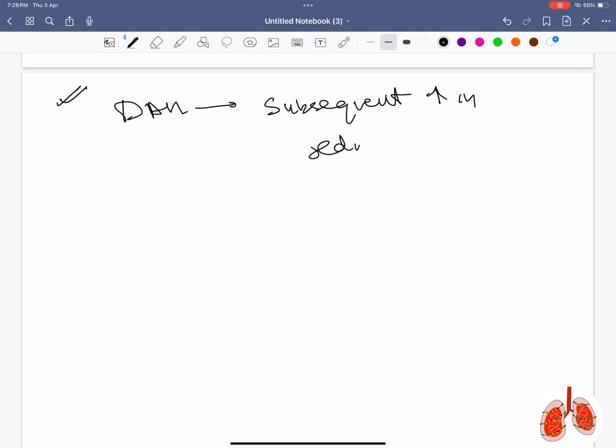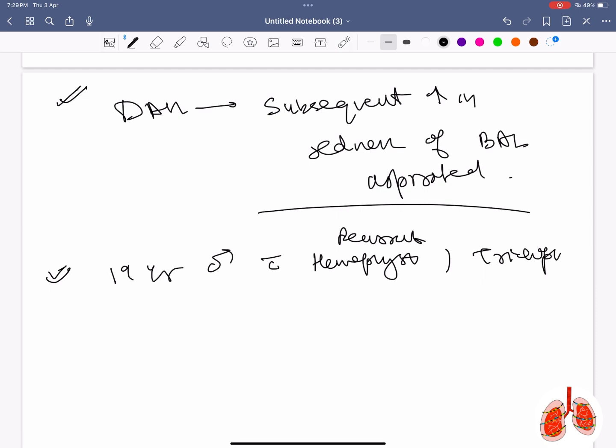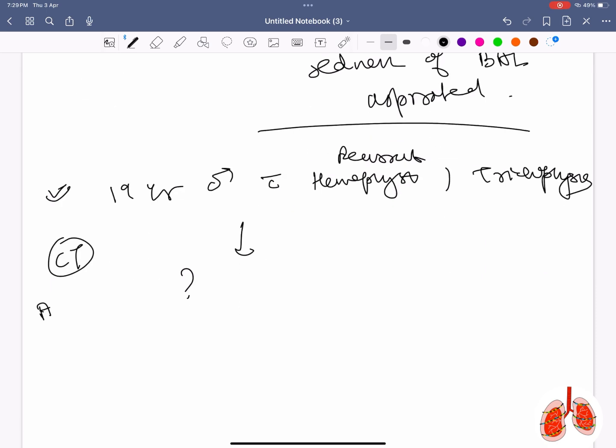Subsequent lavage taken in DAH will be more reddish in color and the hematocrit will increase. 19-year-old male presenting with complaints of recurrent hemoptysis, also gave history of trichoptysis. CT chest showed an anterior and middle mediastinal tumor. Answer is teratoma.